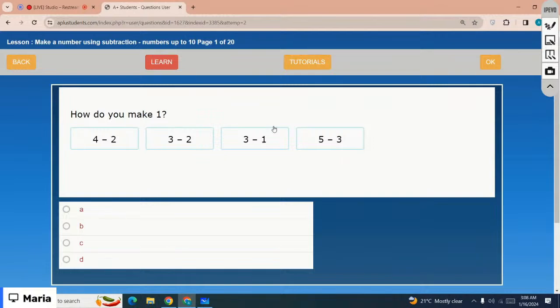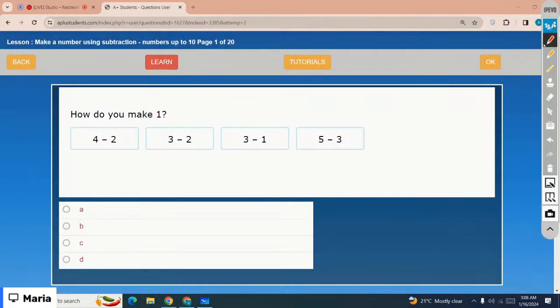Start with the first one, keep subtracting and see which option makes one. So 4 minus 2 is 2, 3 minus 2 is 1, 3 minus 1 is 2, and 5 minus 3 is 2. So which is the correct option? Which one makes one? This one, right? 3 minus 2 is the correct option because it makes 1. So the correct option is option B, that is 3 take away 2.